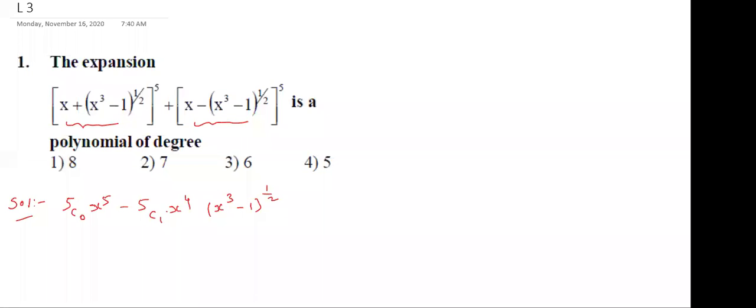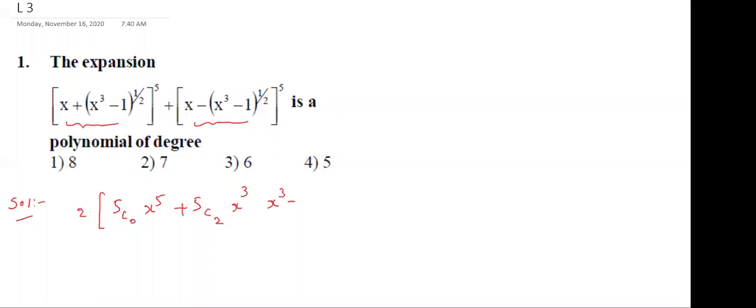Why no need to write all the terms? Because some of the terms are going to cancel. So what are the remaining terms I am writing here? 2 into 5C0 x^5 plus 5C2 into x^(5−2), that is x³.